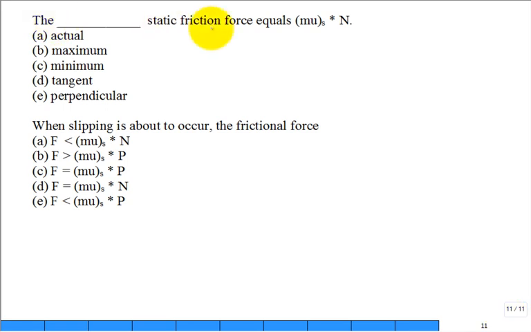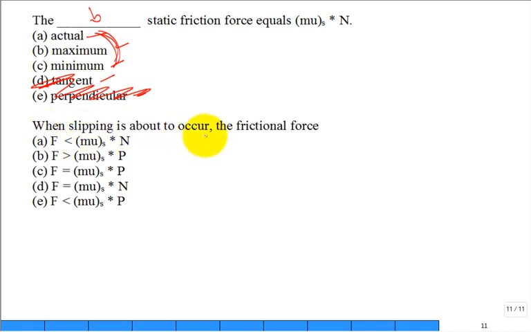The blank static frictional force equals mu sub s times N. The actual, the maximum, the minimum, the tangent, or the perpendicular? What's the best? I think it's more the actual versus the maximum versus the minimum. Okay, I'm going to throw those out. I just want A, B, or C. B, it's the maximum frictional force. Okay, the static friction force.